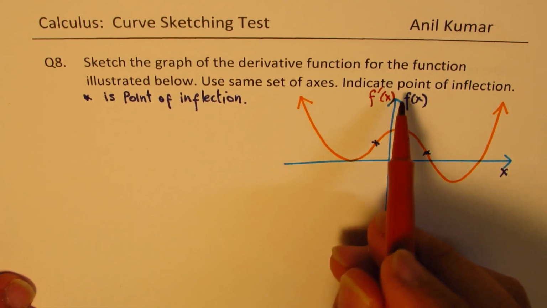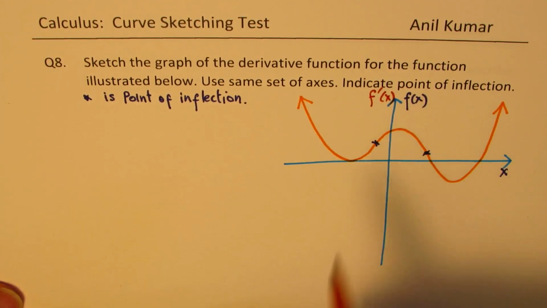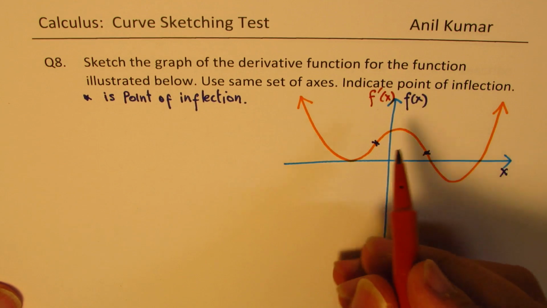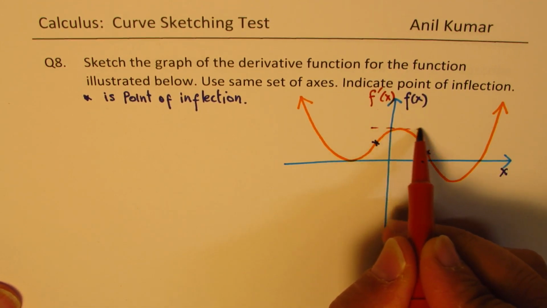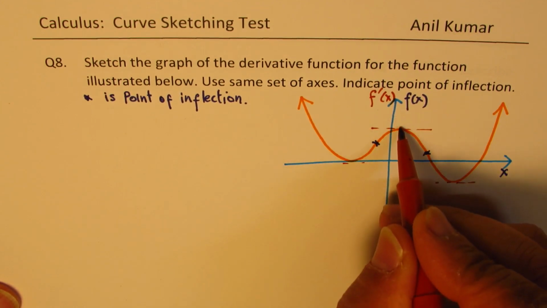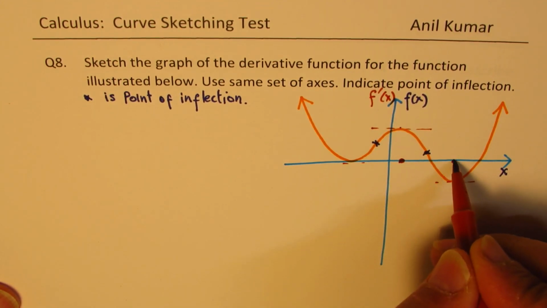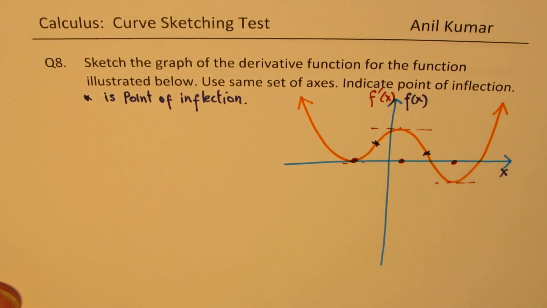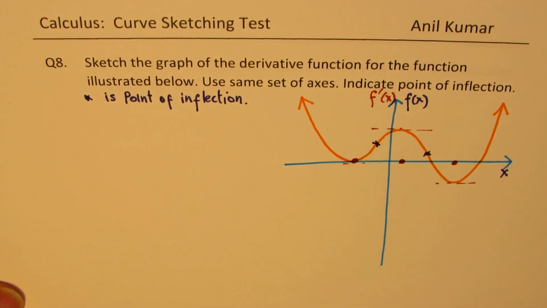Now when we are looking at the derivatives, we should begin with horizontal tangent lines. So all these turning points will give you horizontals. So we have a 0 here, 0 there, and a 0 matching. So these are the three zeros for the derivative. Clear?